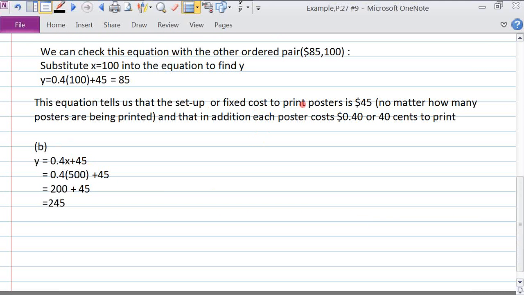This equation, by the way, tells us that the setup or fixed cost to print the posters is $45, no matter how many posters are being printed. Imagine you walk into a print shop and you want posters printed. What the printer tells you is that, look, he needs to set up the machine. He needs to put in the ink and do various things, no matter how many posters you're going to be printing. So that's your fixed cost. That's the B in this equation, $45.